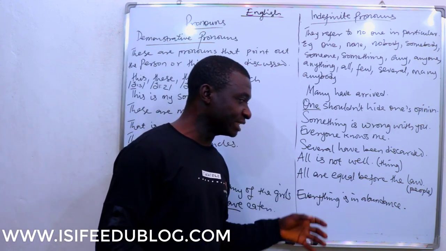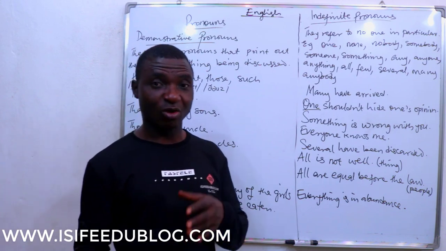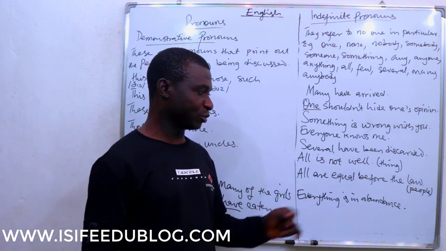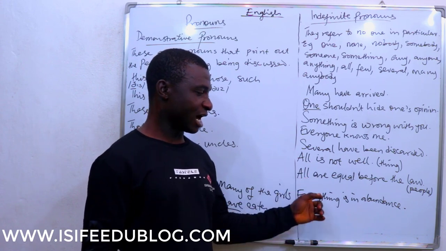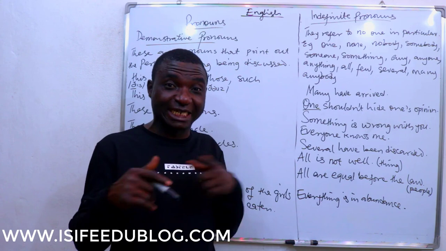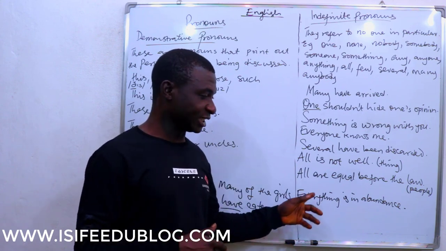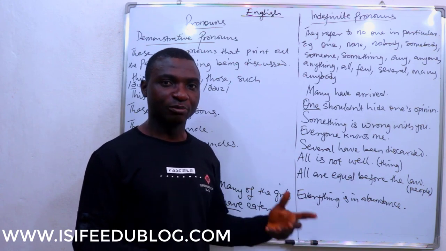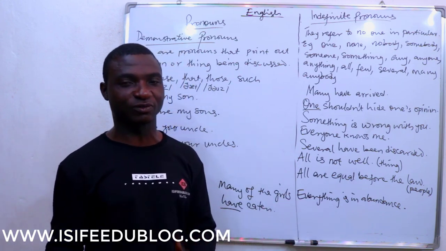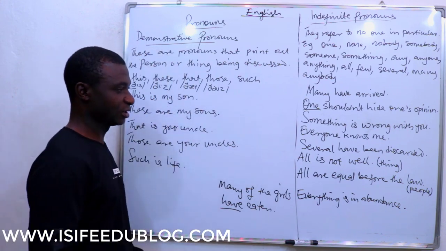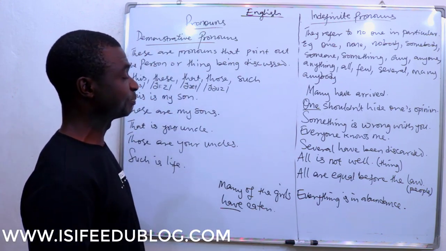But when all means everybody, it takes the plural verb. All are equal before the law. You know, everybody will take is. Everybody is equal before the law. All are equal before the law. These are the little things that make the English language a little bit complicated, but we keep demystifying it.